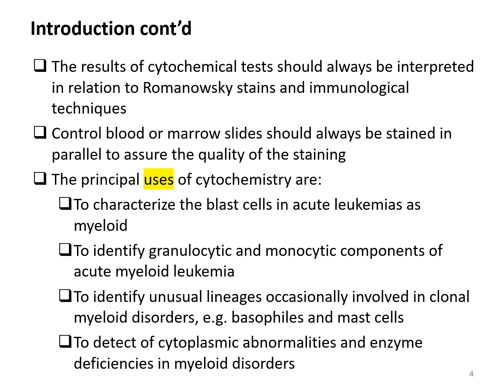Aside from what we have mentioned, these are the details of the use of cytochemistry: to characterize the blood cells, to identify the components of certain types of cells in myeloid leukemia, to identify abnormalities in the clonal myeloid disorders, for example basophils and mast cells, and to identify cytoplasmic abnormalities and enzyme deficiencies in these kinds of disorders.